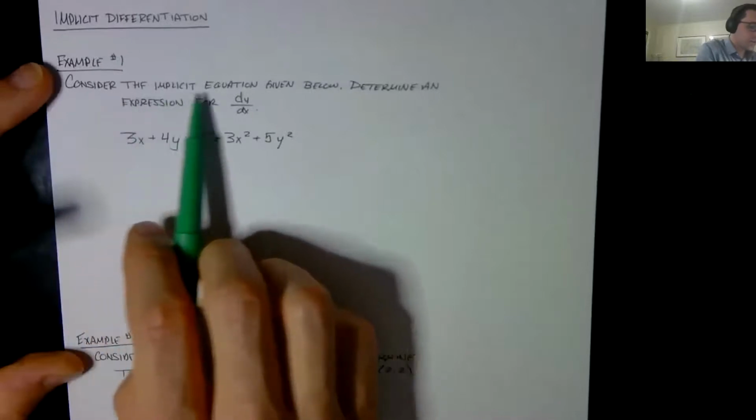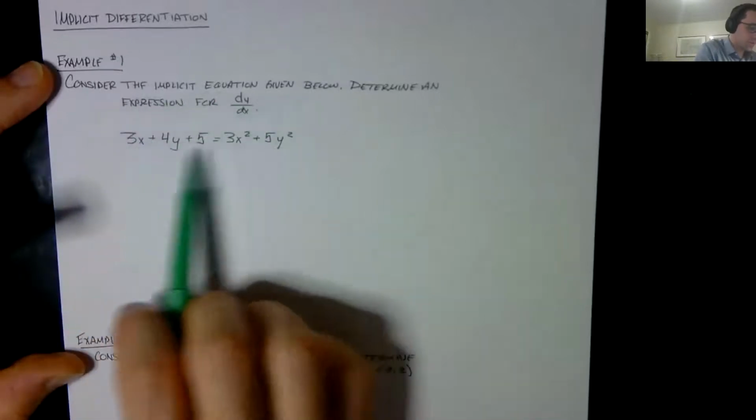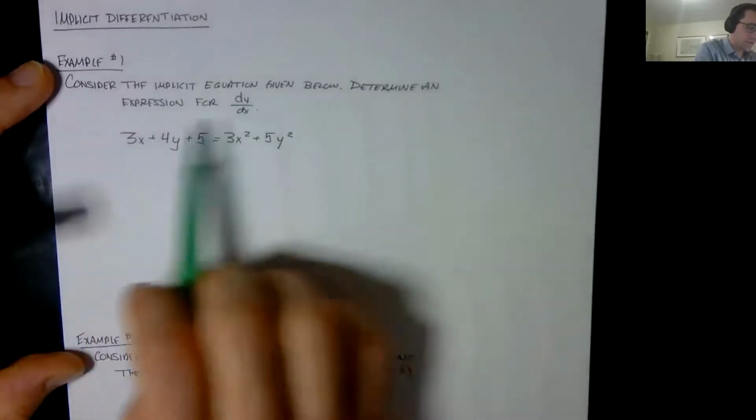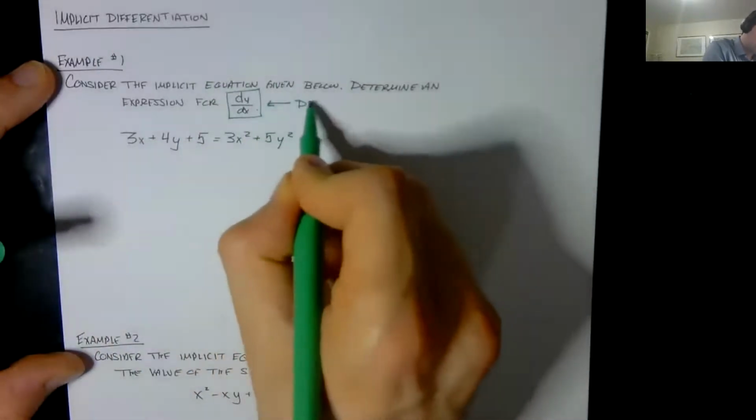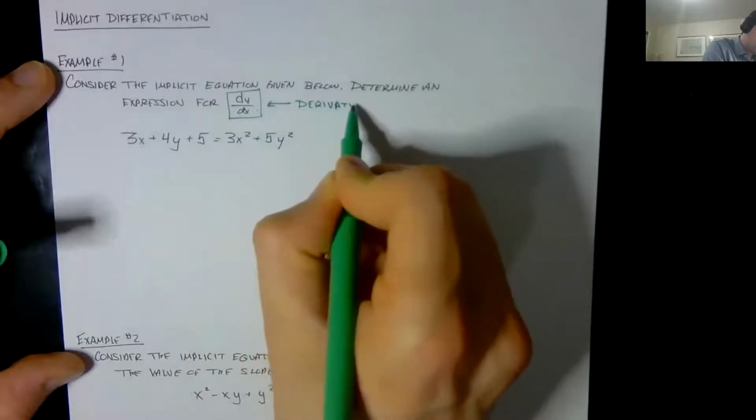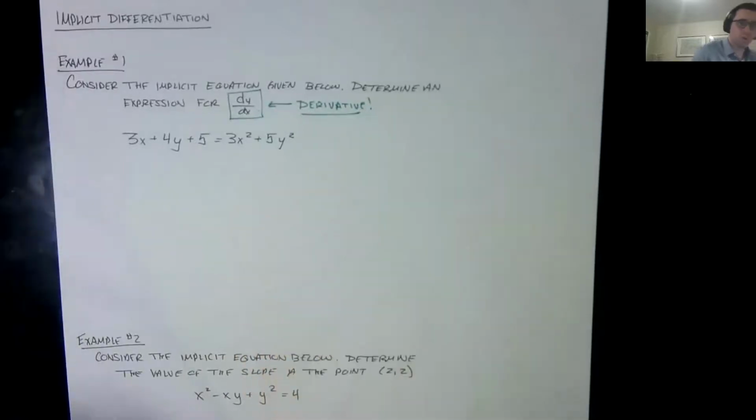Consider the implicit equation given below. Okay, is this implicit? Yes, a variable is not isolated. Determine an expression for dy dx. So I'm looking for the derivative. That is what I'm looking for.